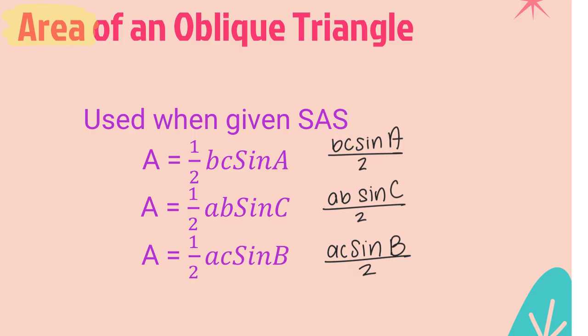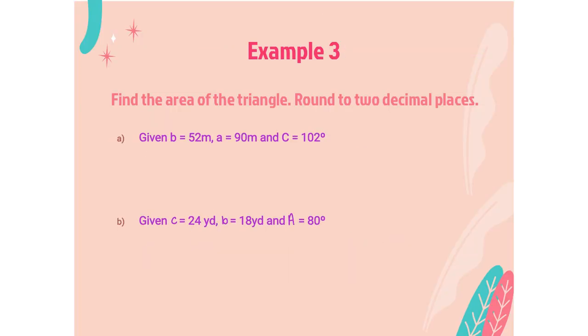So again, when you're multiplying, it doesn't matter the order, but when you're given the angle, it goes with your sine. The other two letters go in front of it and you're multiplying everything. Then last, just divide by 2. I just don't like this fraction, so I put it over 2. All right, so let's go ahead and do these examples. It says find the area of the triangle to 2 decimal places. That's still the hundredth place.